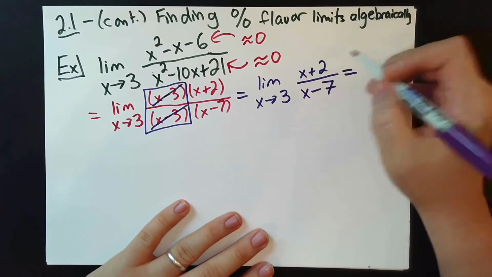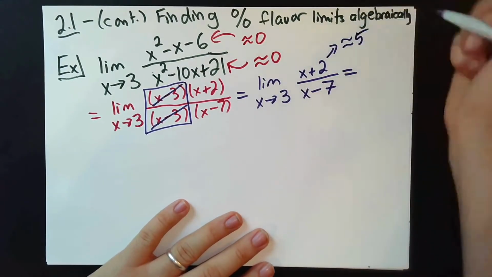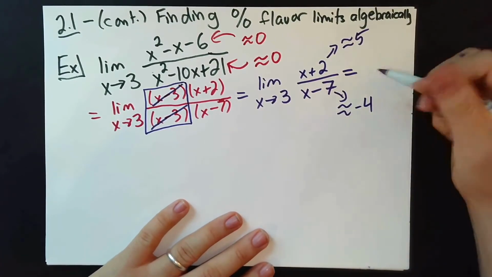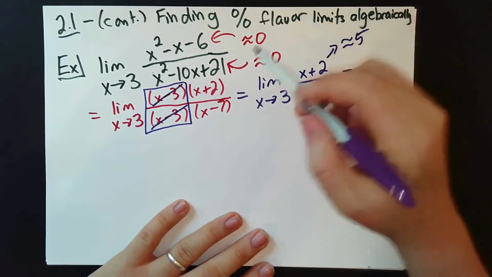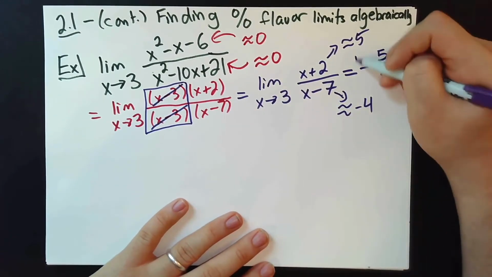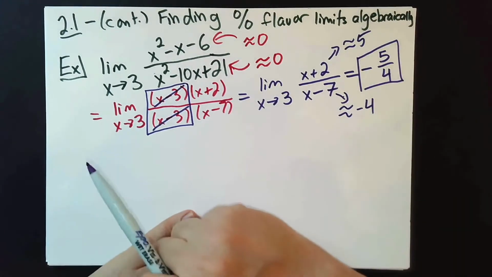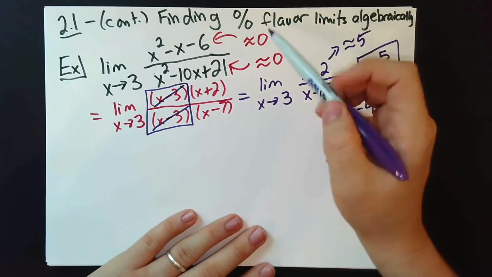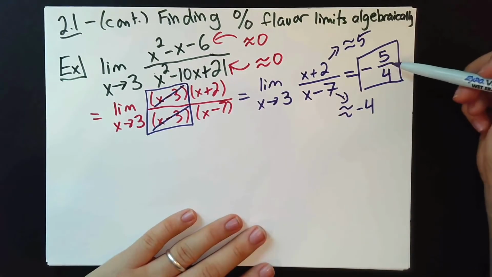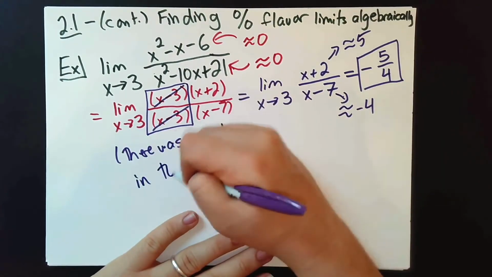Okay. And now this piece is going to be about 5. This piece is going to be about minus 4. And so the final value of this limit is going to be minus 5 over 4. Again, I want to remind you, every time we have one of these 0 over 0 flavor limits and it works out to some number at the end, what that means really is that there was a hole in the graph and we just fixed it.